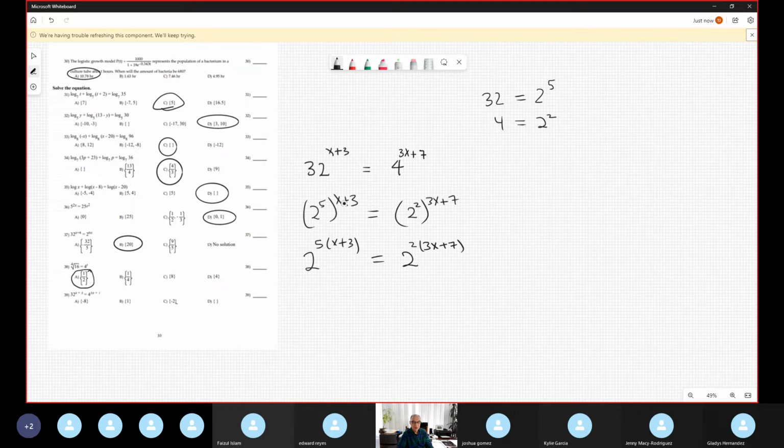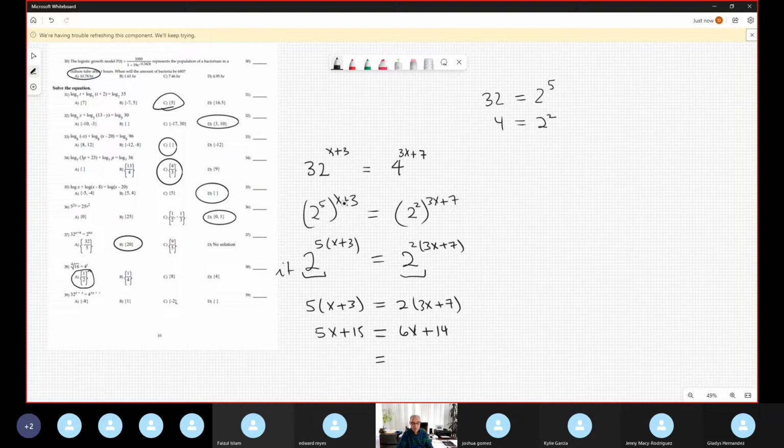Now I know, okay, we have the same exponential, same base. You omit the base. My equation so far is equal each other the exponent. No? You apply distributive property. It's a linear equation, fortunately. 5x plus 15 is equal 6x plus 14. Well, let me check it. Yeah. Now I solve that either way.